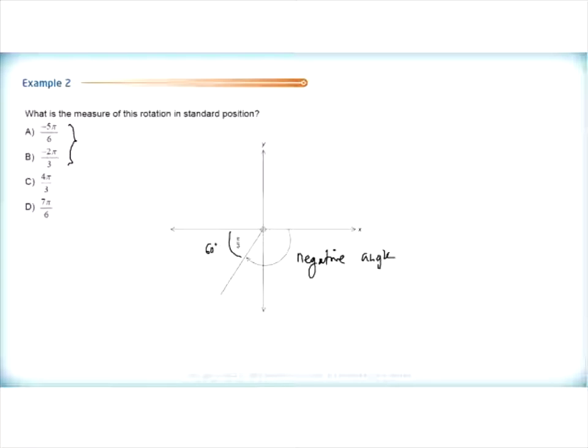So if that's 60 degrees here, then this angle here again must be 180 minus 60, which of course is 120. And of course we are looking at a negative angle of rotation, so it's negative 120 degrees. So negative 120, change that to radian measure, multiply by pi over 180, and we will get negative 2 pi over 3. If I reduce, I'll get negative 2 pi over 3. Correct answer is B.